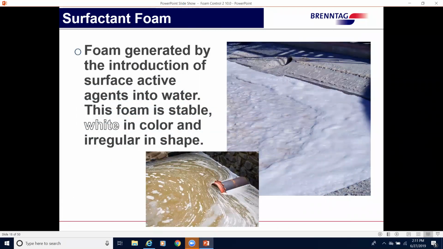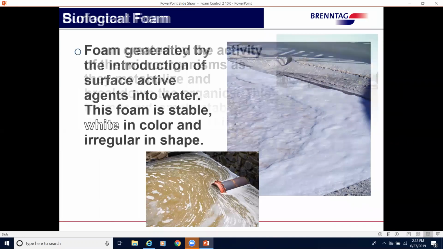So the first type of foam that we'll talk about is surfactant foam. If you're having a foaming issue and you see that the foam is white and kind of irregular in shape, as you can see in the picture off to the right here, it's a pretty good assumption that you have surfactants present in whatever the liquid is. And this picture here, I think, shows it pretty perfectly.